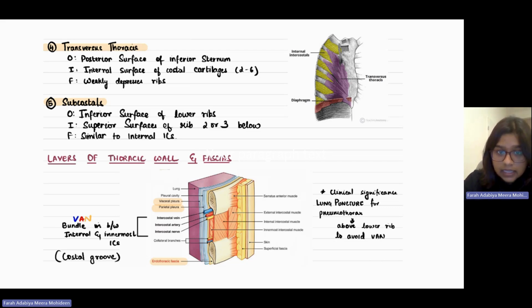Parietal is outside, right? And visceral is stuck to the organ. Over here, it's the lung, and the cavity in between has the pleural fluid, right?